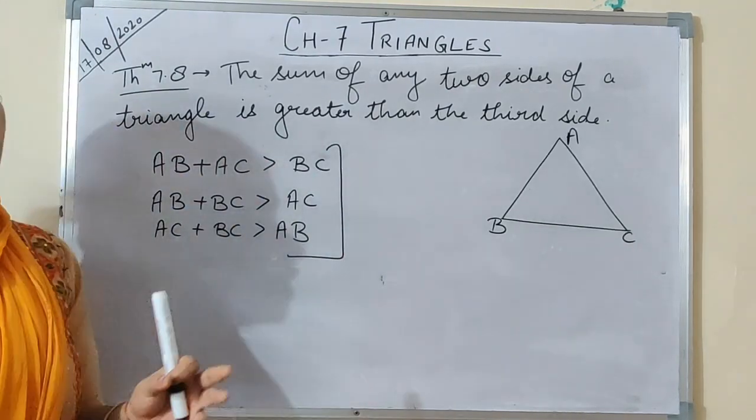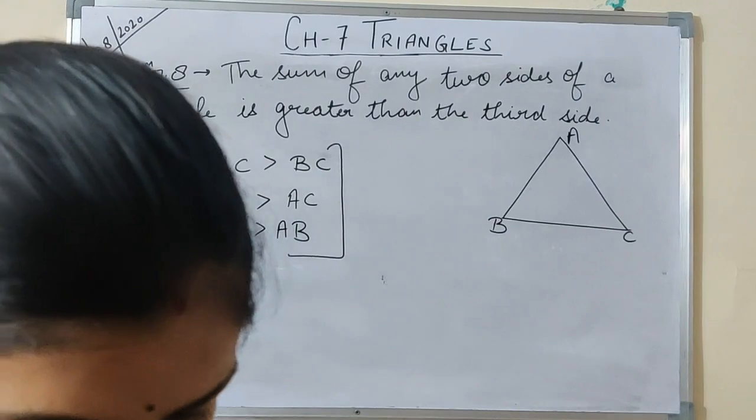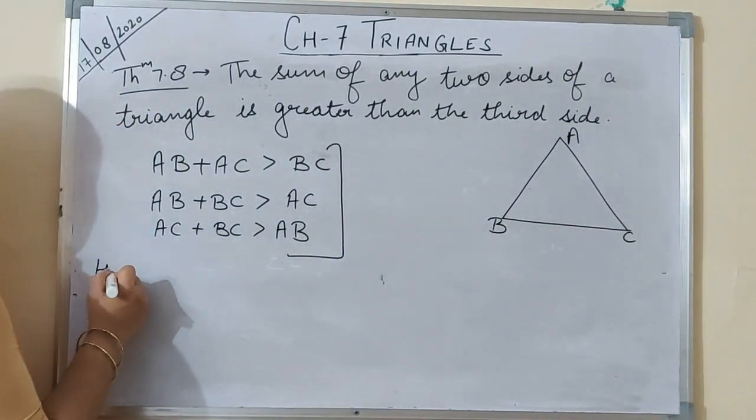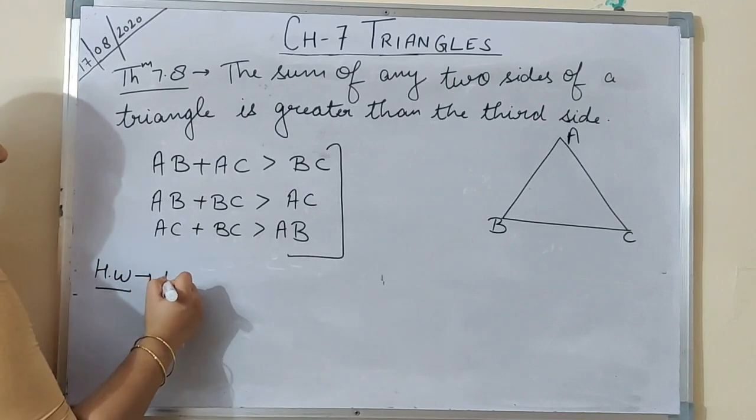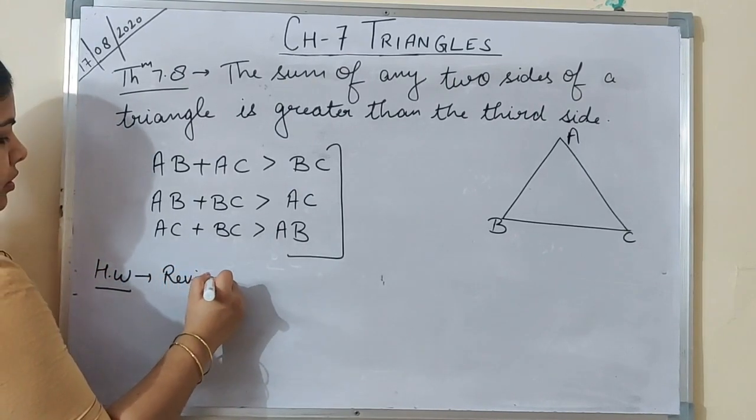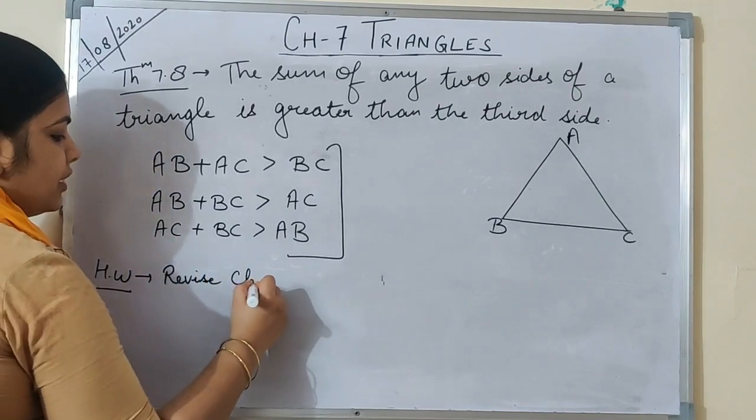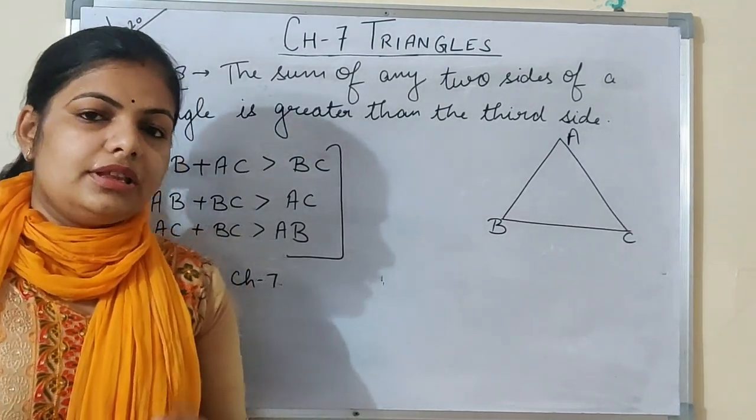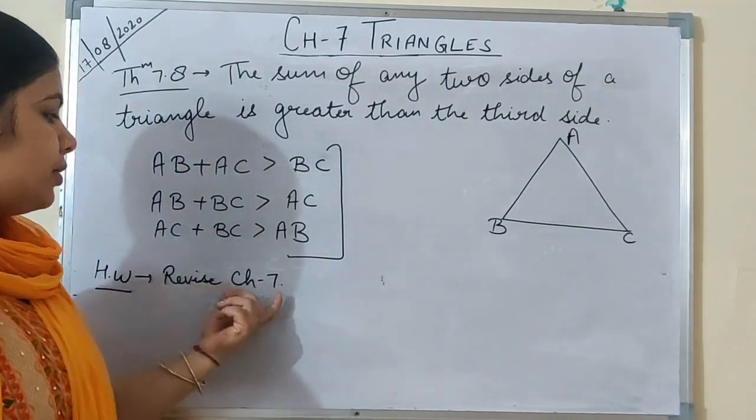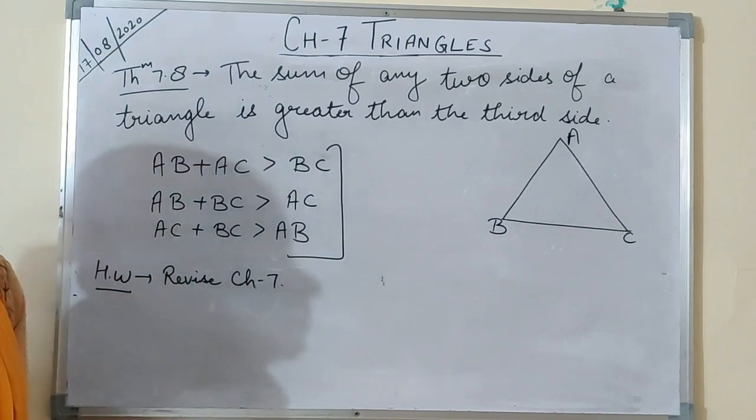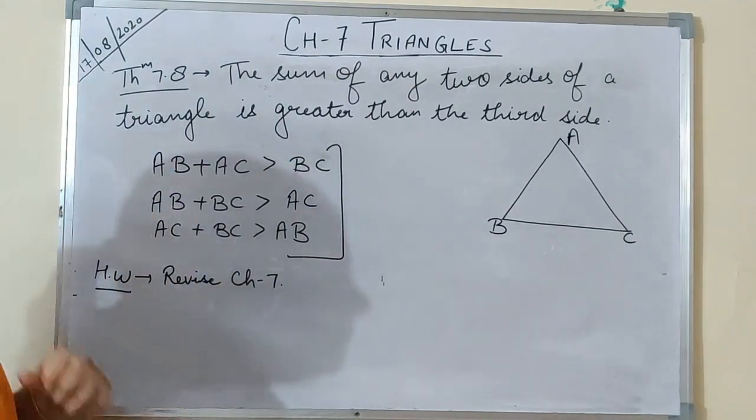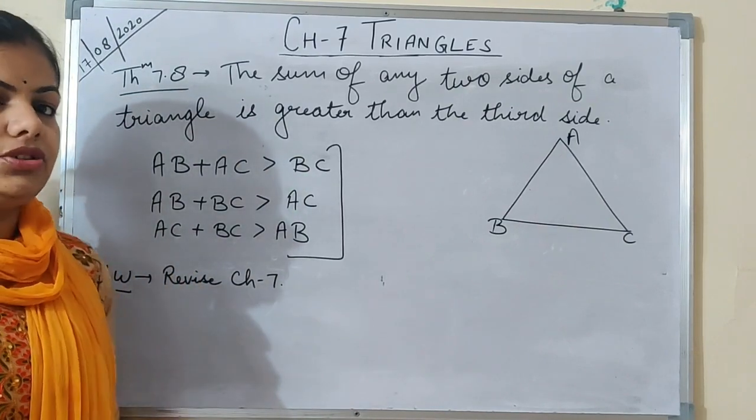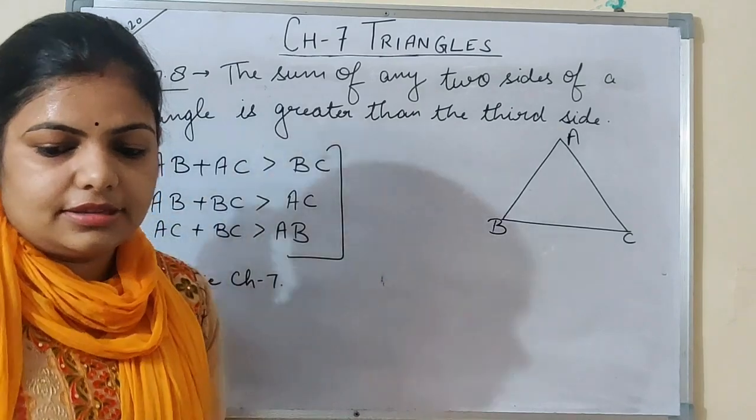Now, after this, we are starting the revision part. So what is the homework for today? You have to revise chapter number 7. If there is any doubt, then you can take it. I'm starting with chapter number 7, so that's why you have to revise chapter number 7. If there is any doubt, I will explain your doubts in my next lecture. So till then, you have to revise this.